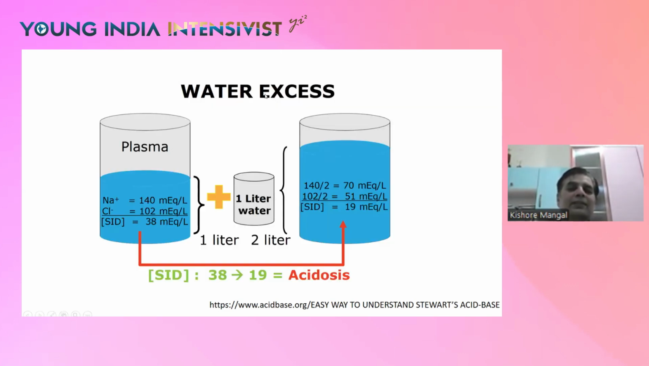Second is water excess. Assuming that we have added 1 liter of water to the same plasma and have now made it 2 liters, what will happen? The sodium will be halved to 70, the chloride will be halved to 51, and the difference will reduce to 19. So the strong ion difference has been reduced to 19, and we know that if the SID decreases, it leads to acidosis. So excessive water leads to acidosis, reduced water leads to alkalosis.